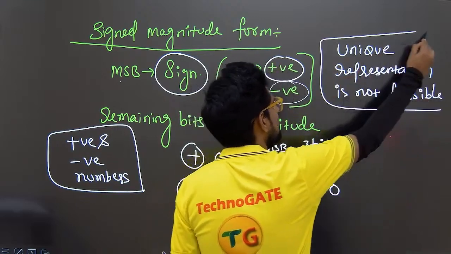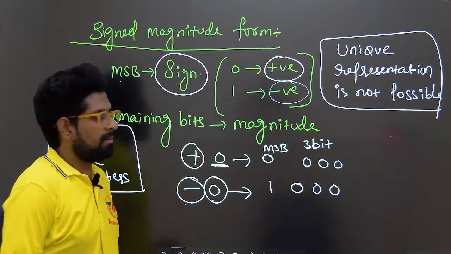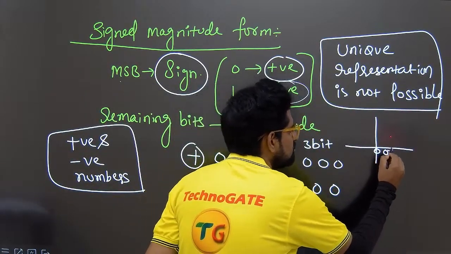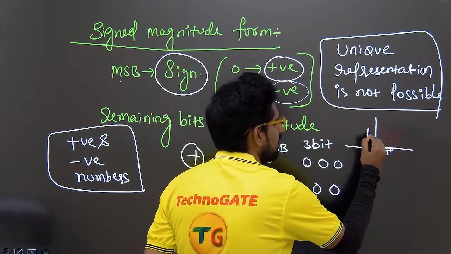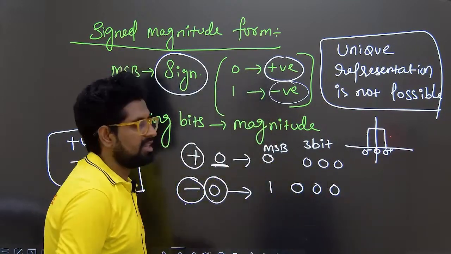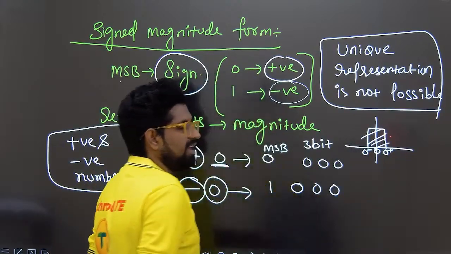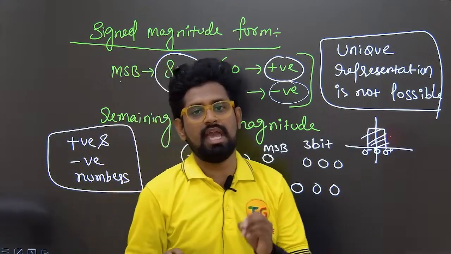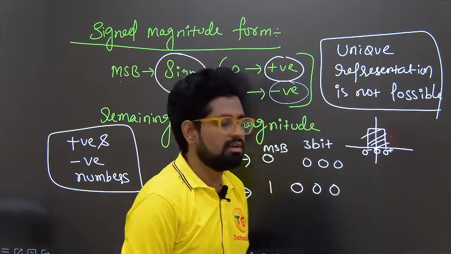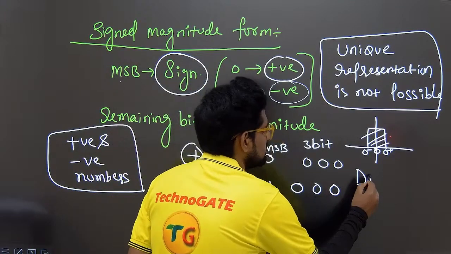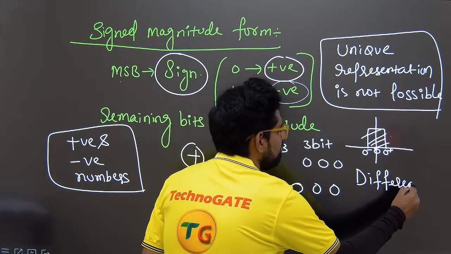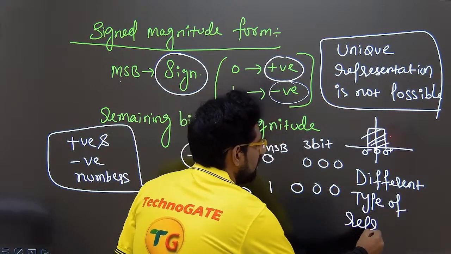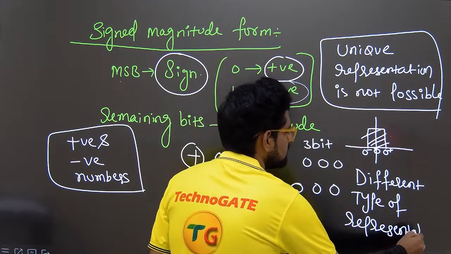What does it mean? If you consider plus 0 and minus 0, plus means very near, 0 minus means very near, right? 0 plus and 0 minus, anyhow it is 0, it is giving the same information, okay? Even though 0 is giving the same information, very near values, we are using different representations. We are not using the same type of representation.